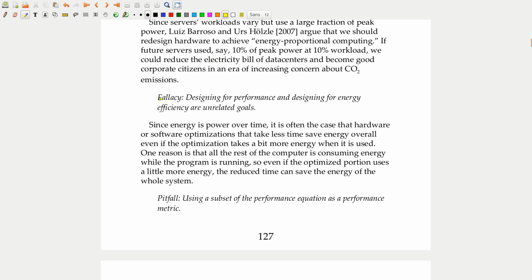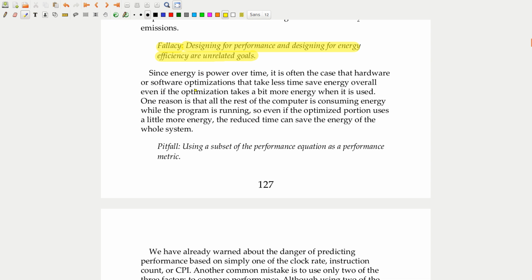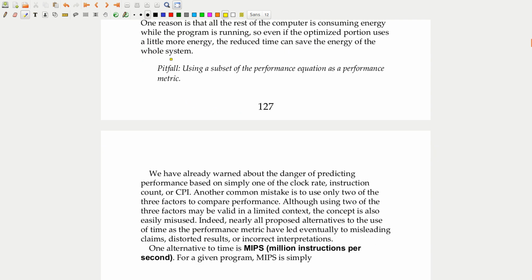So another fallacy: designing for performance and designing for energy efficiency are unrelated goals. So this isn't exactly true. The more work we have to do means that the more energy we're going to be spending. So they're not entirely unrelated.